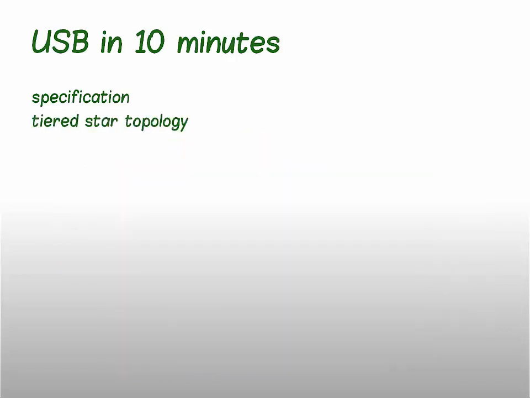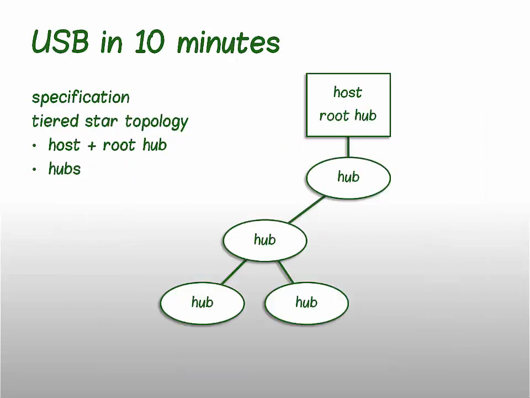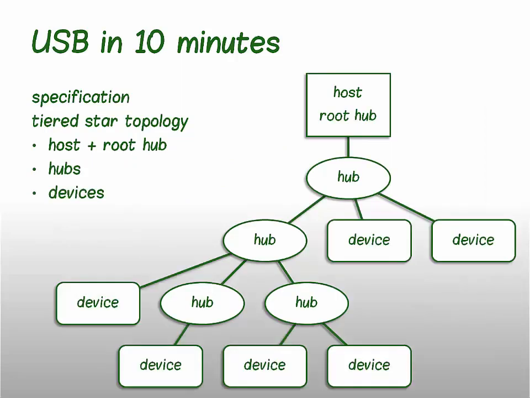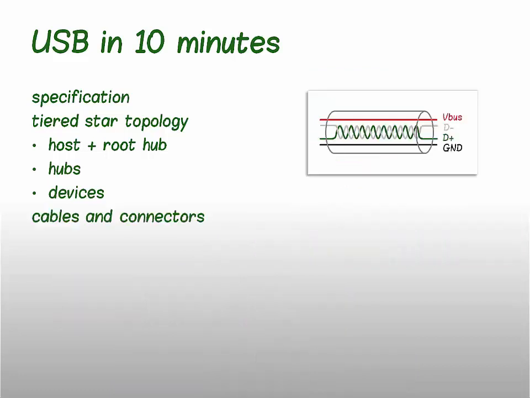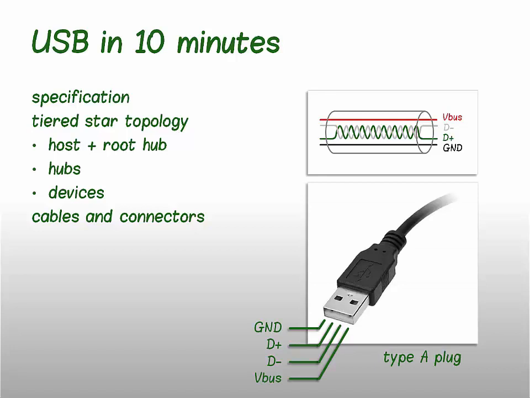USB is based on a tiered-star topology. There is only one host, one or more hubs that provide forking of the bus, and a number of devices. Cables have 4 wires: 2 data lines, power and ground. There are several connector types nowadays, but here we are concerned with the Type A plug, which is found on such devices as a mouse or keyboard.